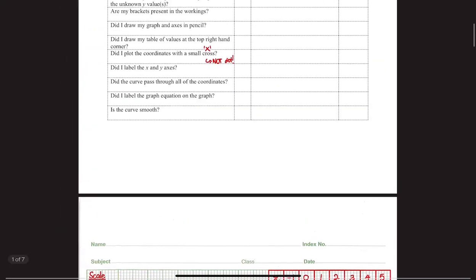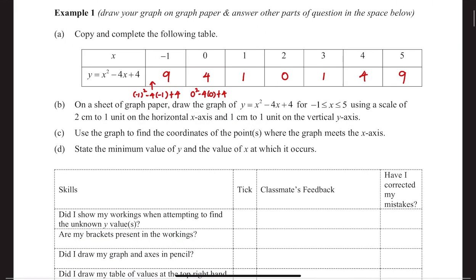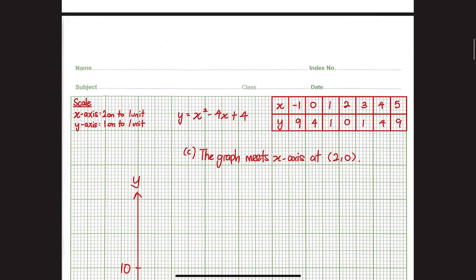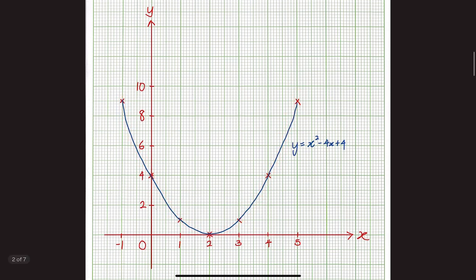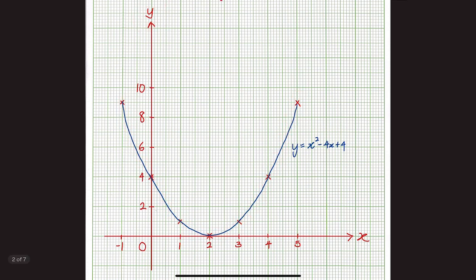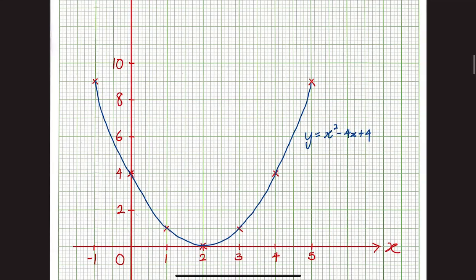And now the question says, for part D, state the minimum value of y. That means what is the smallest y value of the graph and the x value when it occurs. So if I were to look at this graph over here, the y value will range from, let's say, 9 all the way down to 0, all the way back up to 9. So what do you think is the smallest y value? If we were to analyze this graph, you notice that the smallest value is actually 0.